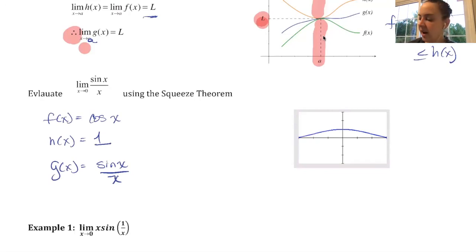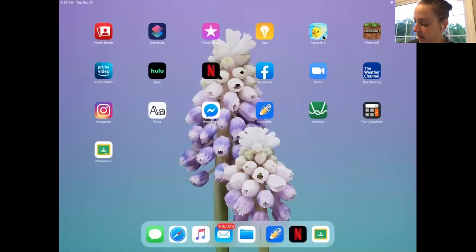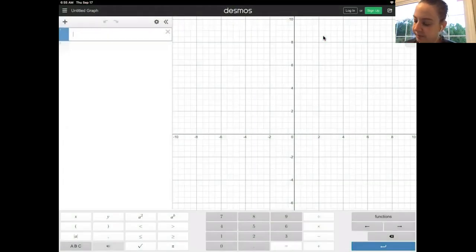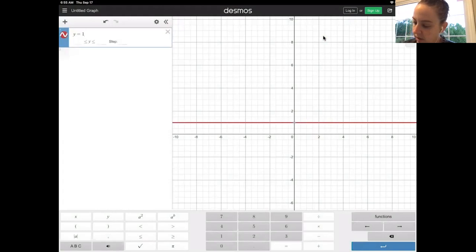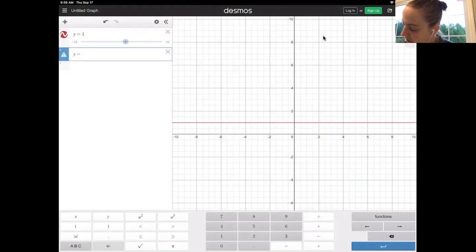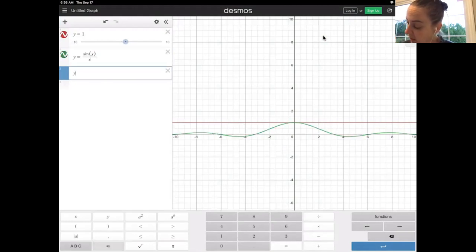On the right-hand side of my picture I've got a graph, but I'm going to hop over to Desmos real quick and put those in. We are going to say y is equal to 1. Then y is equal to sine of x, divided by x, and it did that correctly, so that's good news. And the last one, I'm going to say y is equal to cosine of x.